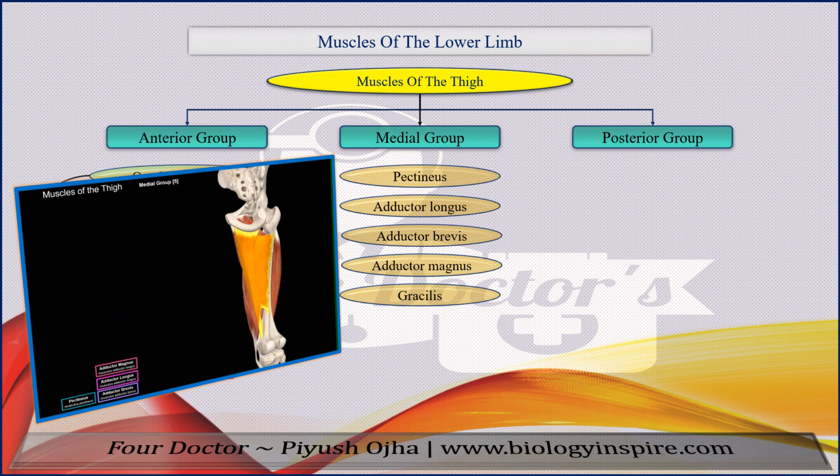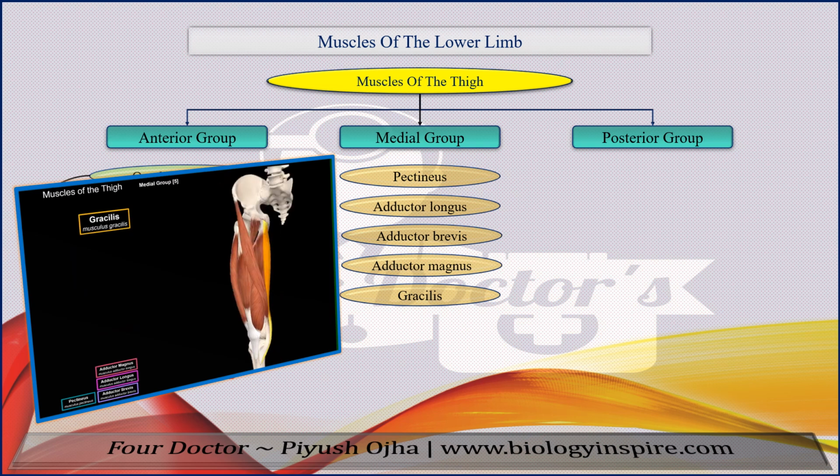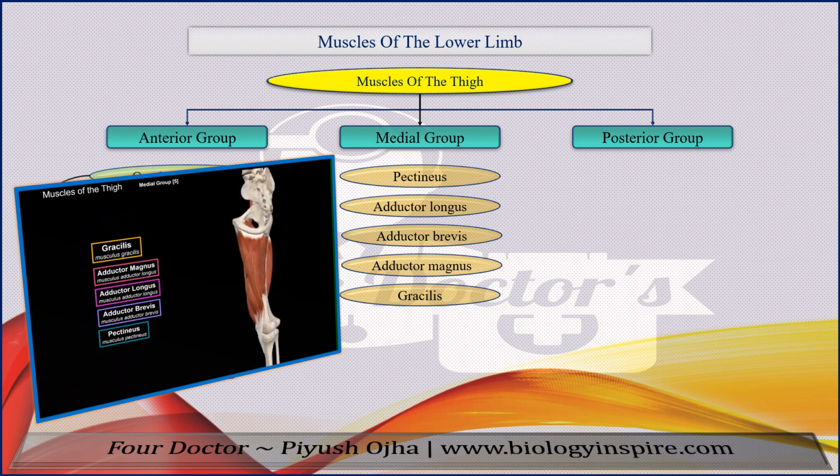Alright, then we have the gracilis, and the gracilis is a superficial muscle here on the medial side. It originates from the inferior pubic ramus and inserts at the tibial tuberosity. Its function is to adduct the thigh, flex the leg, and internally rotate the leg. So that was all the muscles of the medial group.